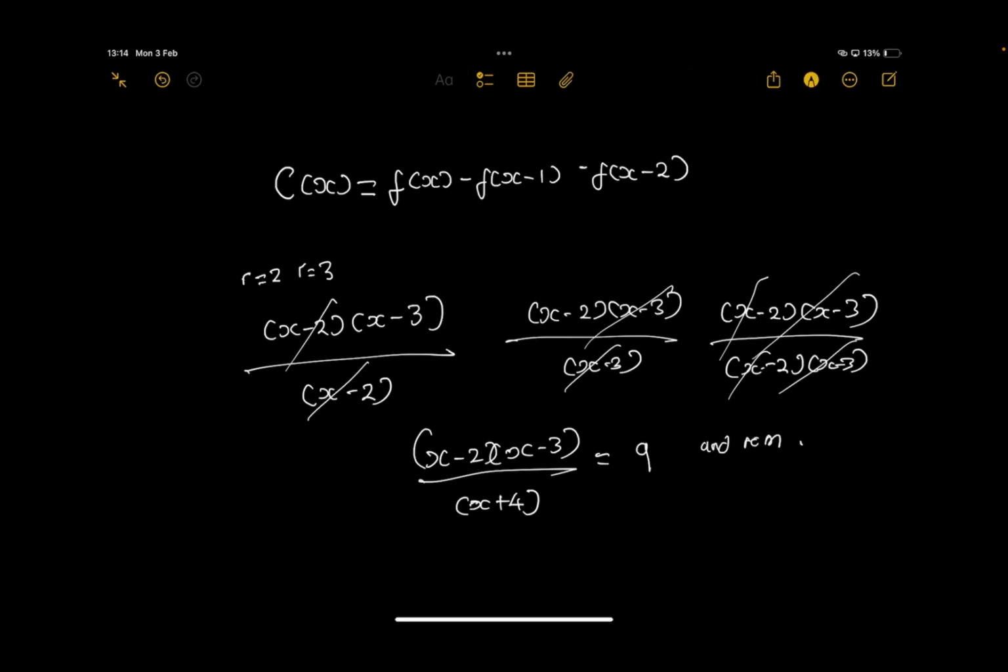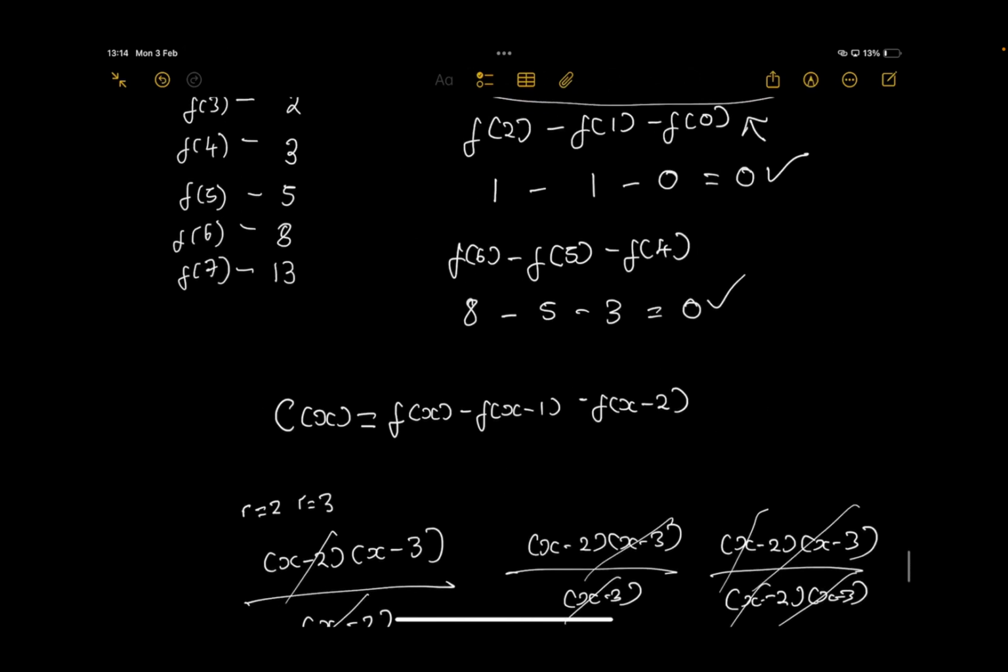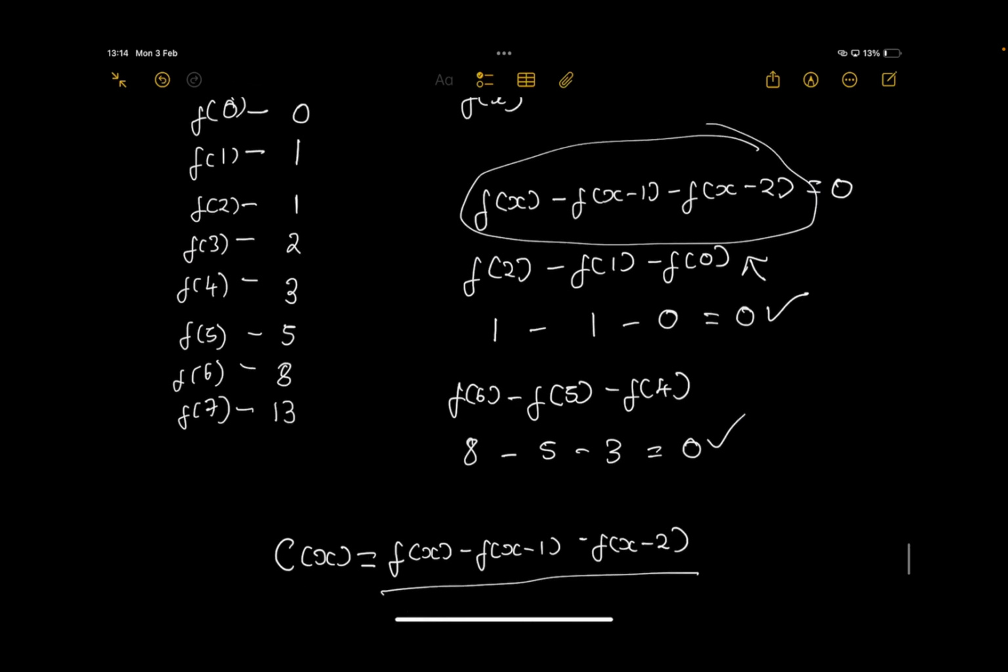This is what they want to take advantage of. So now this polynomial has at least 1, 2, 3, 4, 5, 6 roots. If you evaluate at 7, you'll get 0, because it will be f of 7 minus f of 6 minus f of 5, and then it will be 0. So 7 is a root. 6 is a root. 5 is a root. 4 is a root. 3 is a root. And 2 is a root.